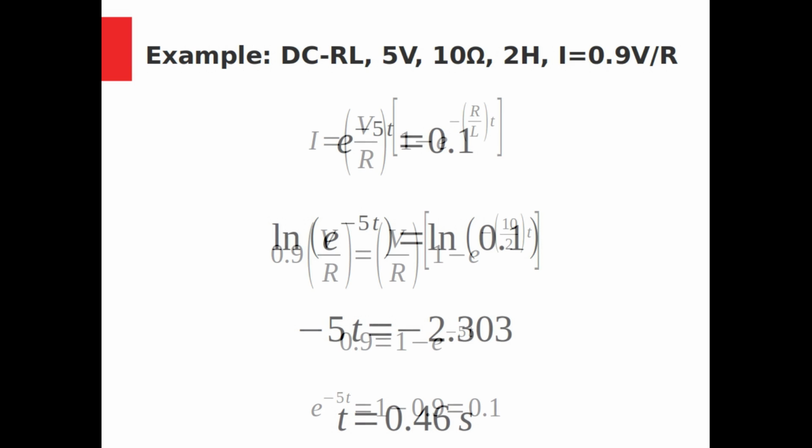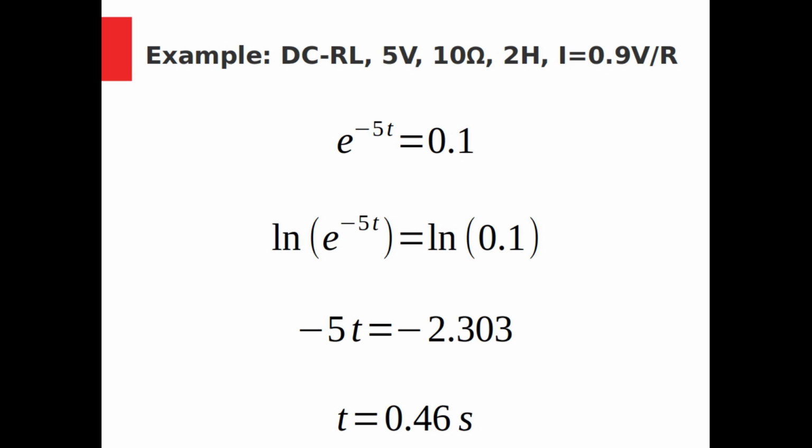We eliminate those variables. Moving some terms around, we get e to the power of negative 5t equals 0.1. The next step is to get rid of the e. To do this, we take the natural logarithm, ln, of both sides. This gives us negative 5t equals the natural logarithm of 0.1, which is negative 2.303. Finally, divide both sides by negative 5 to get the time, 0.46 seconds. This is how long it takes for this inductor circuit, this RL circuit, to reach 90% of V over R.